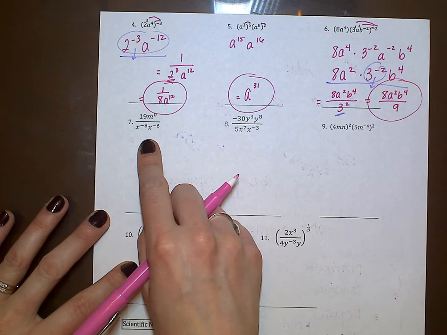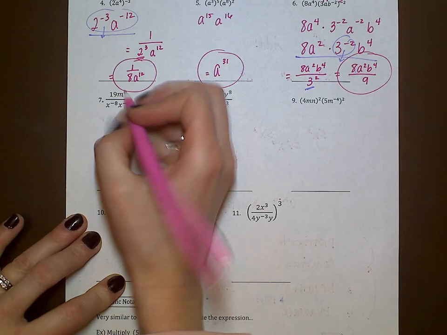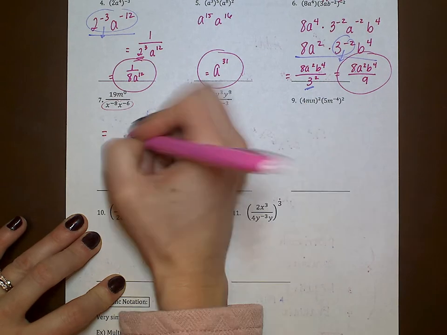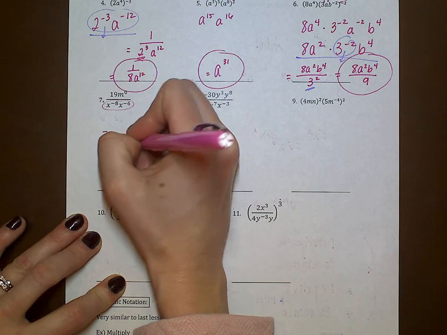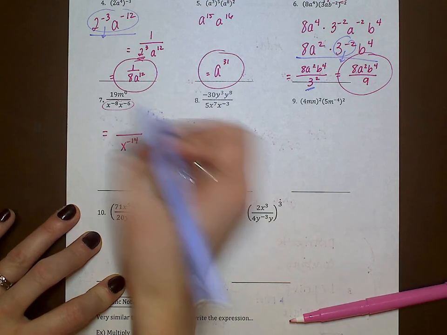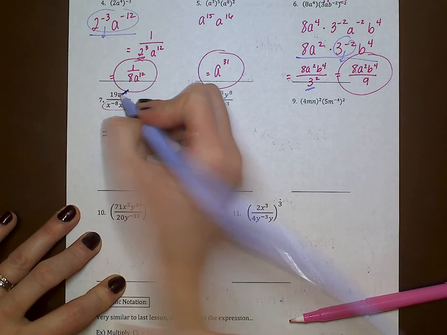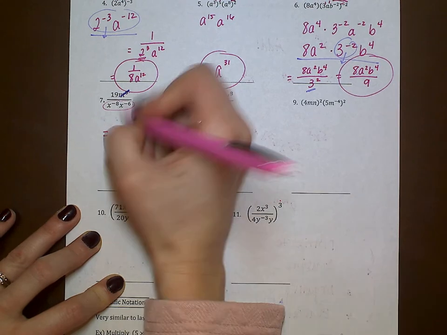I don't have any distributing. There's no parentheses. I can combine some stuff, though. So the x's on bottom, I'm going to put those together. So that would be -8 plus -6 is -14. It also jumps out at me right away that I have m to the 0. Anytime you see something to the 0 power, just cross it off. It's just 1. So I only have 19 on top.